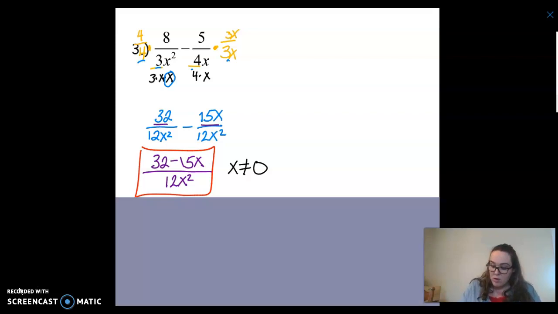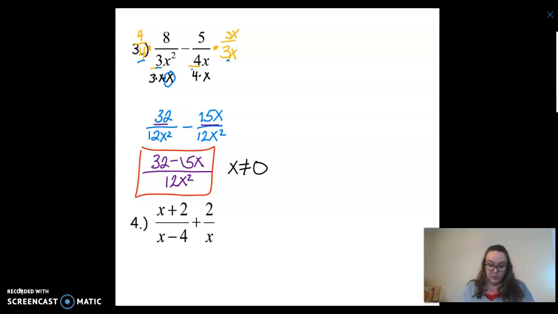Next example. x plus 2 divided by x minus 4, plus 2 over x. And I'm going to tell you right now, because this happens every single time I teach this every year, it is a common mistake. Some of you are going to go, oh hey, this just needs a negative 4. But that's actually wrong. Let me show you why it's wrong, so you can understand why this does not work.